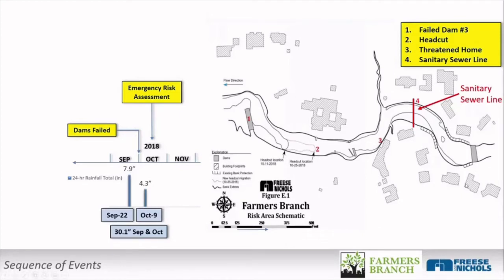Finally, we identified a sanitary sewer line, which you can see over here in this area. This line crosses under the creek, and at the time when we did the assessment, the head cut was still far downstream. However, we knew that we had to arrest the head cut before it could put the sewer line at risk of failure.